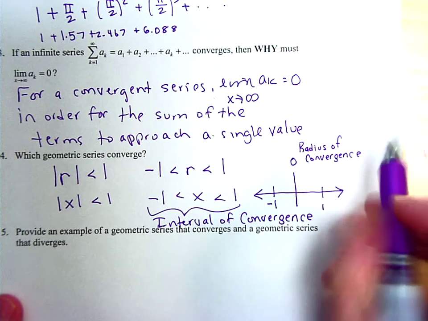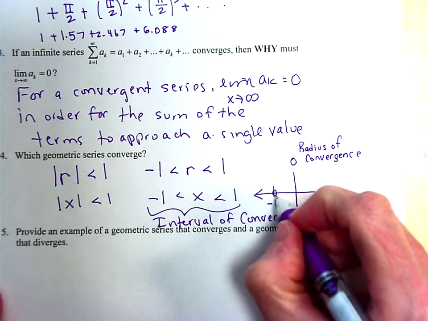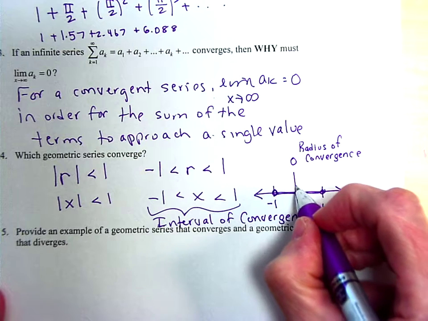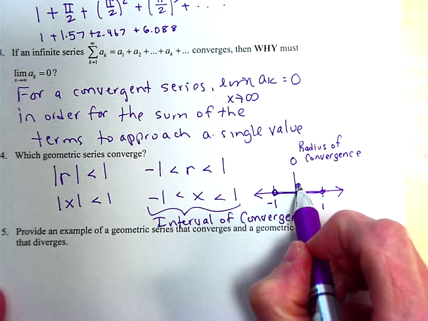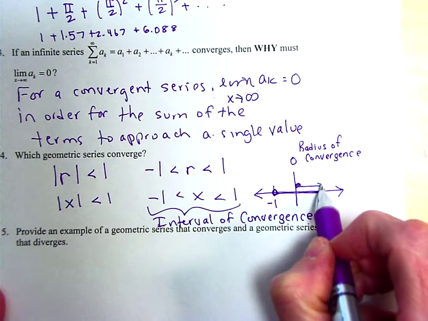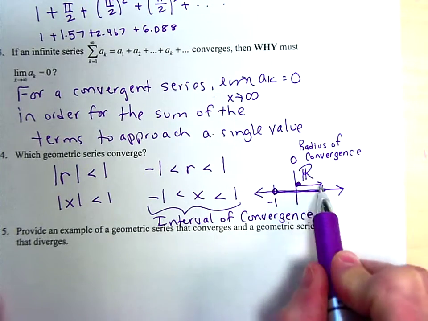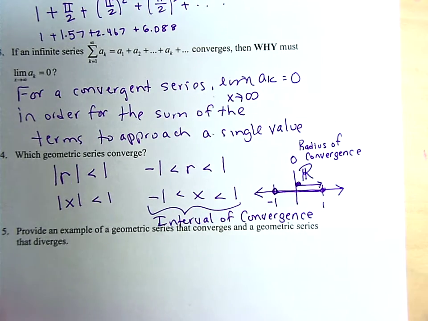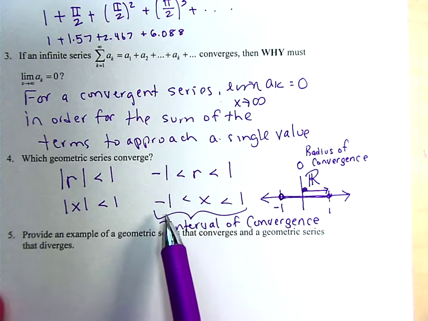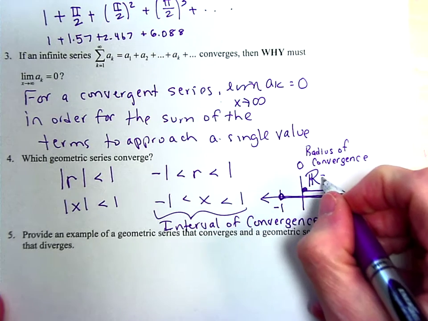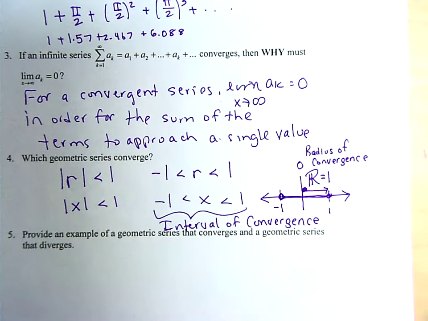All you have to do is draw your interval of convergence. So here's my interval. I go to the center and I draw a ray that goes from the center to one of the endpoints, and this length from the center to the end is the radius of convergence. So for a basic function with this interval of convergence, we'd say the radius of convergence is 1.